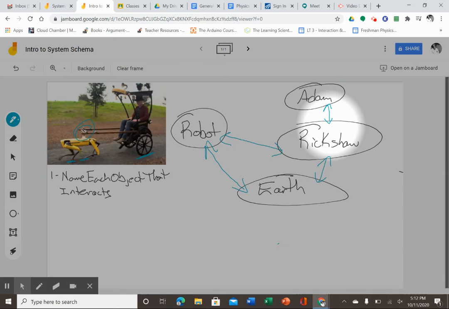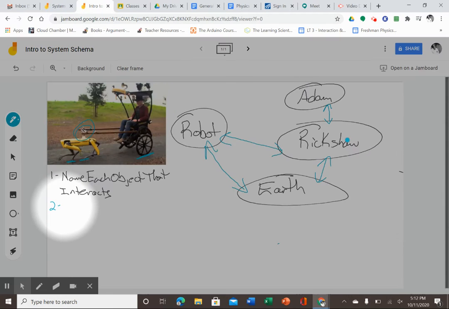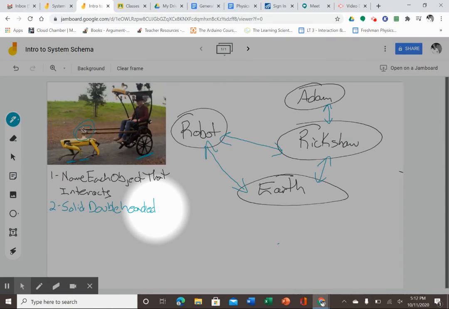So now, that's the second step I'm going to describe. Step two, solid double-headed arrows for contact interactions.